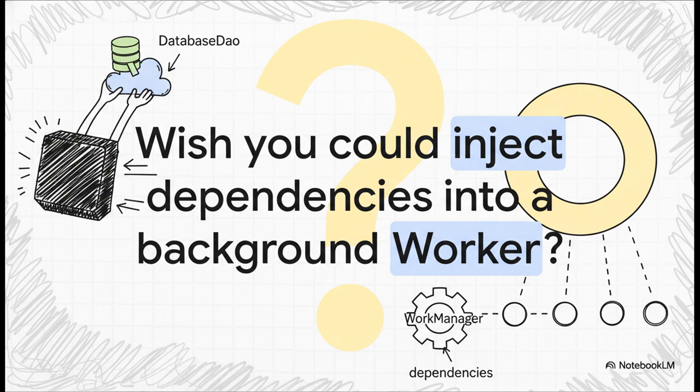So you know the deal, right? It's a classic problem. You're trying to do something in the background, like sync data, and you need your API service or your database DAO inside your worker. But getting them in there feels like you're trying to shove a square peg into a round hole. You know this is what you want to do, but it's just not obvious how to make it happen.